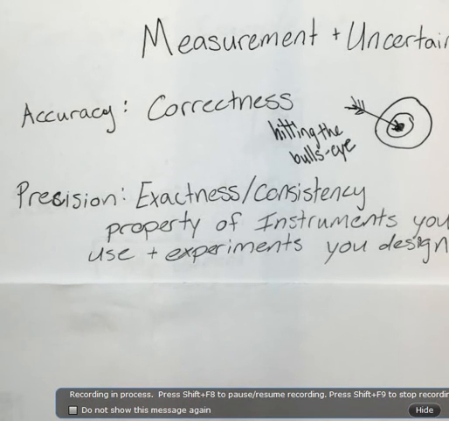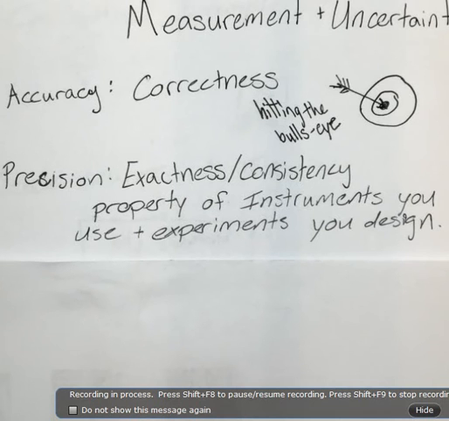Precision is more exactness or consistency. Precision is a property of the instrument that you're using and the experiment that you design. You can design an experiment that will give you very precise or consistent results. Or you could design an experiment that kind of has answers all over the place.